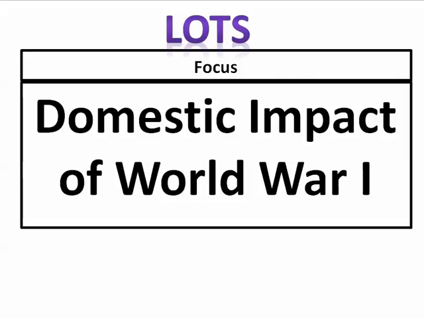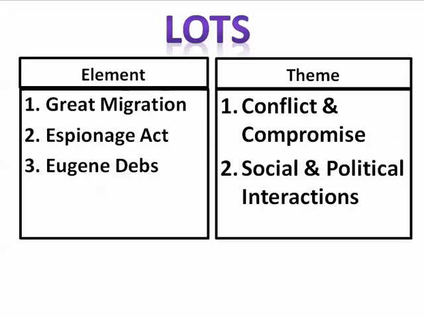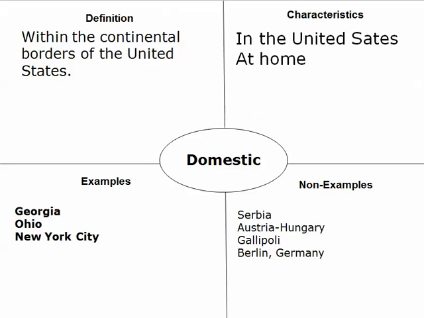So our focus here is on the domestic impact of World War I. What impact did World War I have on the United States at home? And in it we have three elements: Great Migration, Espionage Act, and Eugene Debs. And we can see some political and social interactions there, especially political ones, and conflict and compromise. We see a few of those. So we're looking at these domestic things. Let's go to the Great Compromise real quick, or Great Migration, excuse me.